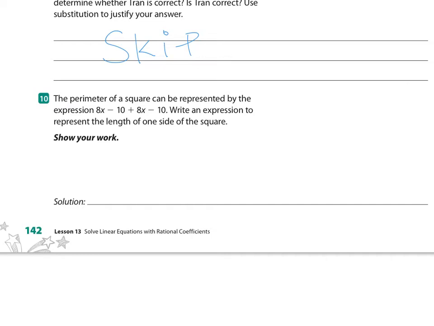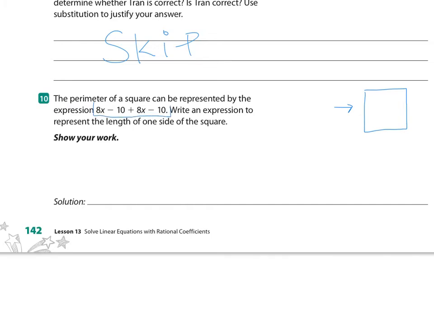It didn't give me a square, so just because I'd like to, I'll write a square there. Remember, if I know one side length on a square, I know all of them, because all the sides of a square are the same length. That is not what this question wants me to do, though. It says the perimeter of this square is represented by this expression right here.